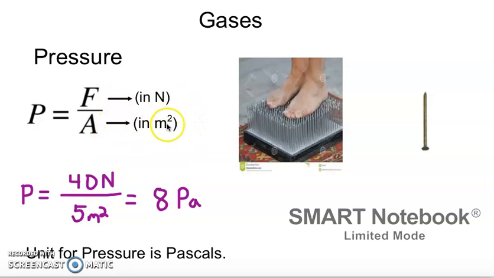Now, the area is going to be in square meters, and the force is going to be in newtons. So it'll look something like what you see here, 40 over 5 equals 8. And the unit for pressure is going to be pascals. Now, pressure is going to mean a lot in gases, even more than it is in solids, and also means a little bit in liquids as well, but especially a lot in gases.